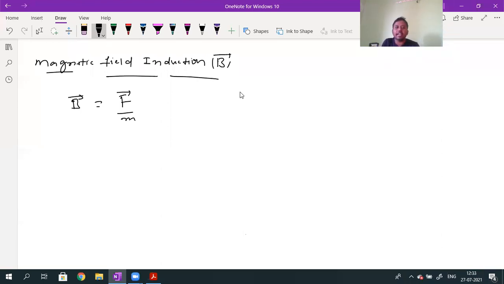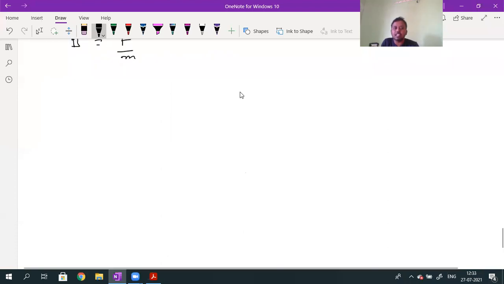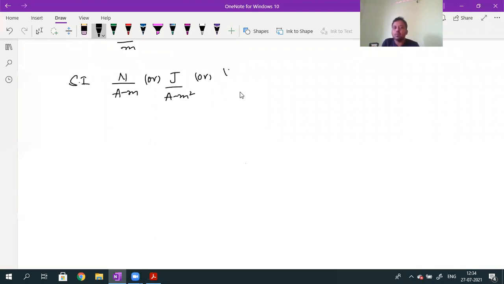And what is the SI unit of magnetic field induction? Yesterday someone asked, what is the Tesla definition? Magnetic field induction units are given by Newton divided by ampere meter. Or it can also be written as joule divided by ampere meter square, which can also be written as volt second divided by meter square, which can also be written as Weber divided by meter square, Wb by meter square, which can also be written as Tesla.